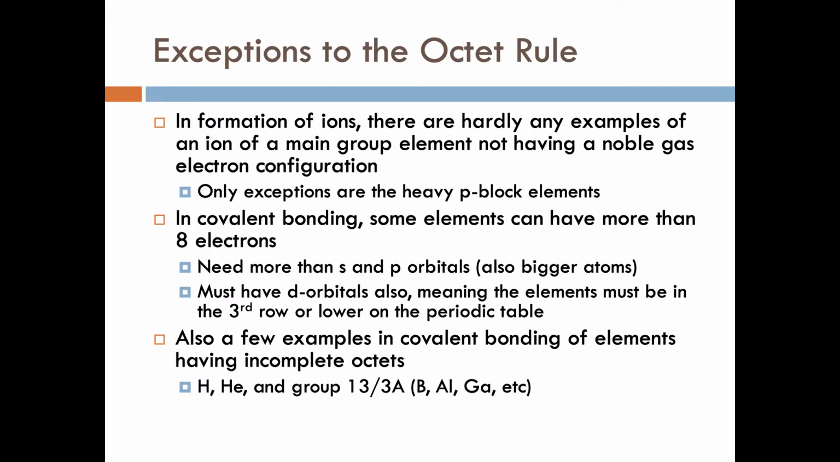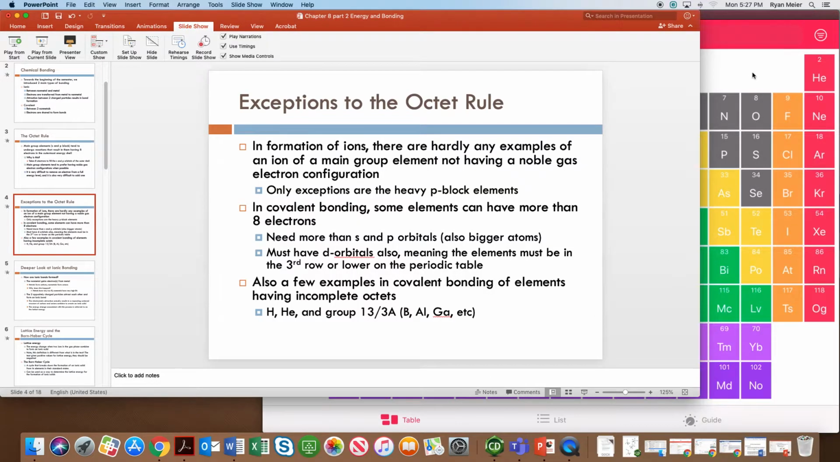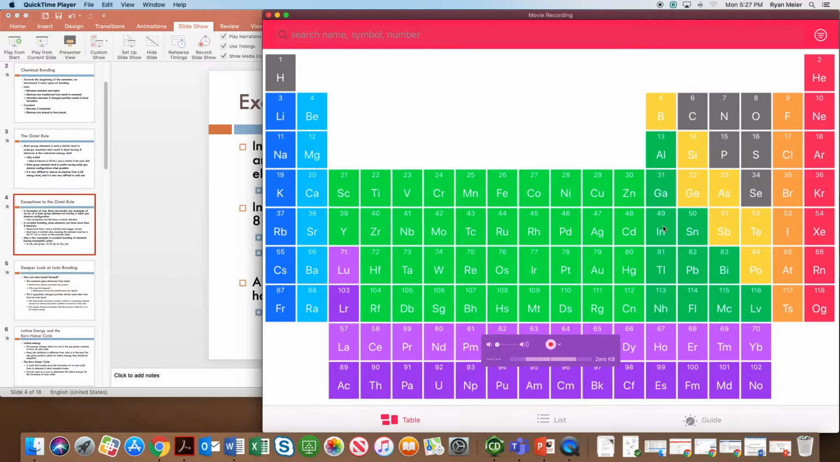The other ones that are okay with having less than 8 electrons are actually going to be our group 13 or 3A metals. 3A elements. And again, showing which column that is, it's this column on the periodic table. So boron, aluminum, gallium, indium, thallium going down. This column on the periodic table is okay not having a full octet in covalent compounds.